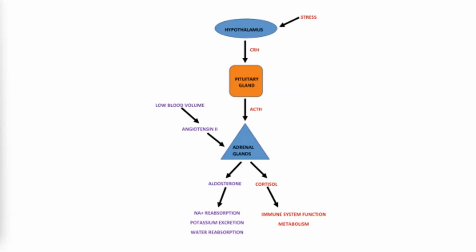Here's another example of how the adrenal glands work. First we have the hypothalamus, and when stress stimulates the hypothalamus, it releases CRH, which stimulates the pituitary gland to release ACTH. ACTH goes to the adrenal glands, and it stimulates production of aldosterone and cortisol. Aldosterone promotes sodium reabsorption, potassium excretion, and water reabsorption. And cortisol can support immune system function and metabolism as well.